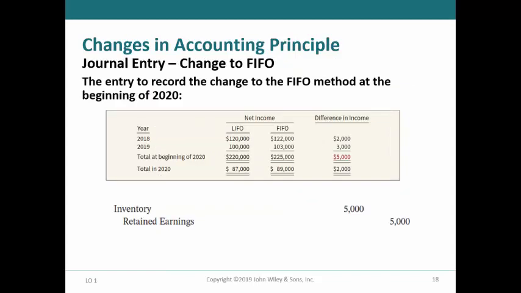The journal entry to record the cumulative change from LIFO to FIFO at the beginning of 2020 would be a debit to inventory, which we calculated in an earlier slide, and a credit to retained earnings of $5,000, as shown on this and the previous slide. It's important to note that the journal entry is for all periods prior to 2020. The presentation of 2019 with 2020 will change the amount that is shown in the retained earnings statement, as we noted in the prior illustration, and as we will see in a future slide for this one.